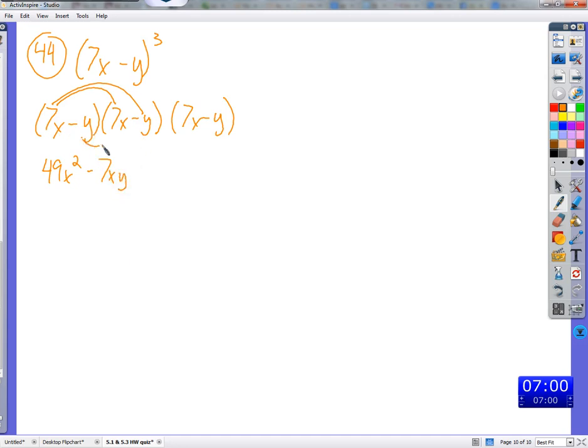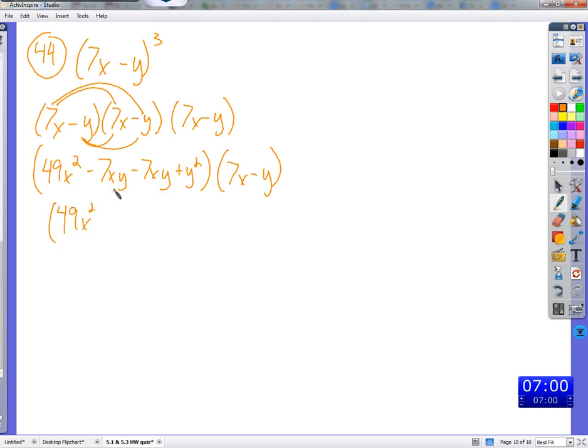That's done. And we're going to the negative y. Minus 7xy. We've got 7x times negative y is negative 7xy. And then negative y times negative y, that's plus y squared. There's that. You're going to multiply that by 7x minus y.